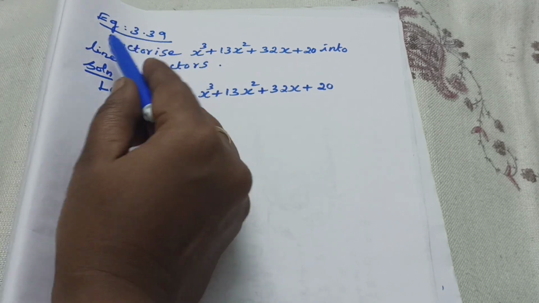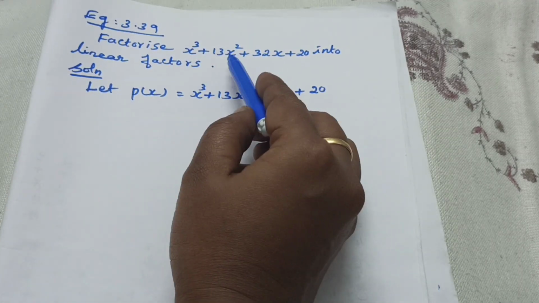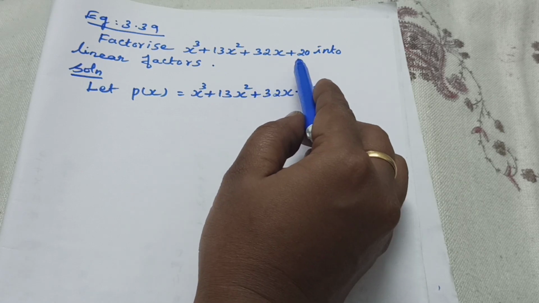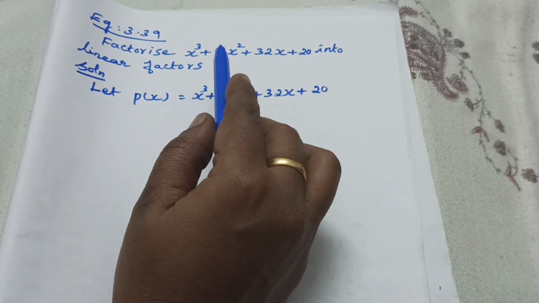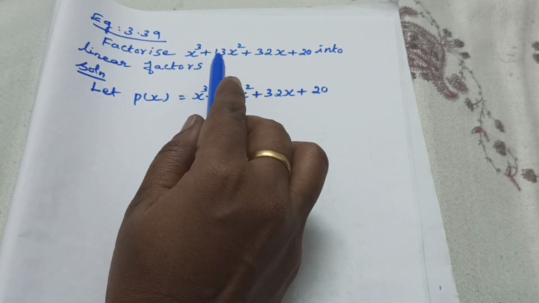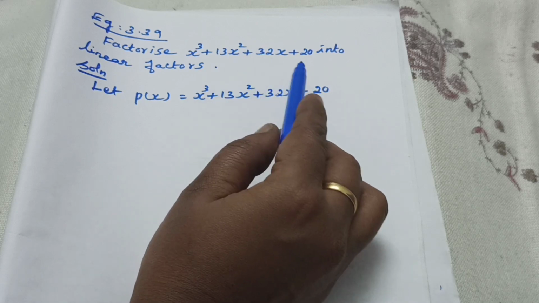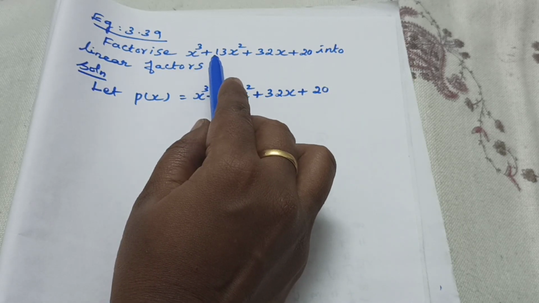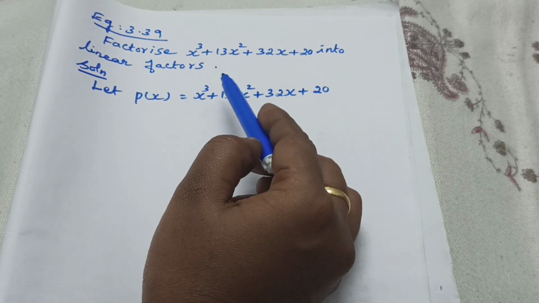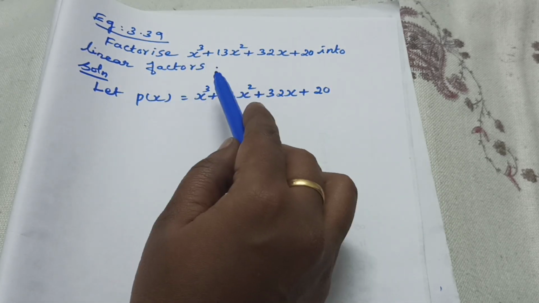Next we are going to see example 3.39. Factorize x cube plus 13x square plus 32x plus 20 into linear factors. Here you should find three factors. For a quadratic equation we get 2 factors, but here x cube is also given, isn't it? So how many factors will we get? 3 factors we will get. So we can find the factors.